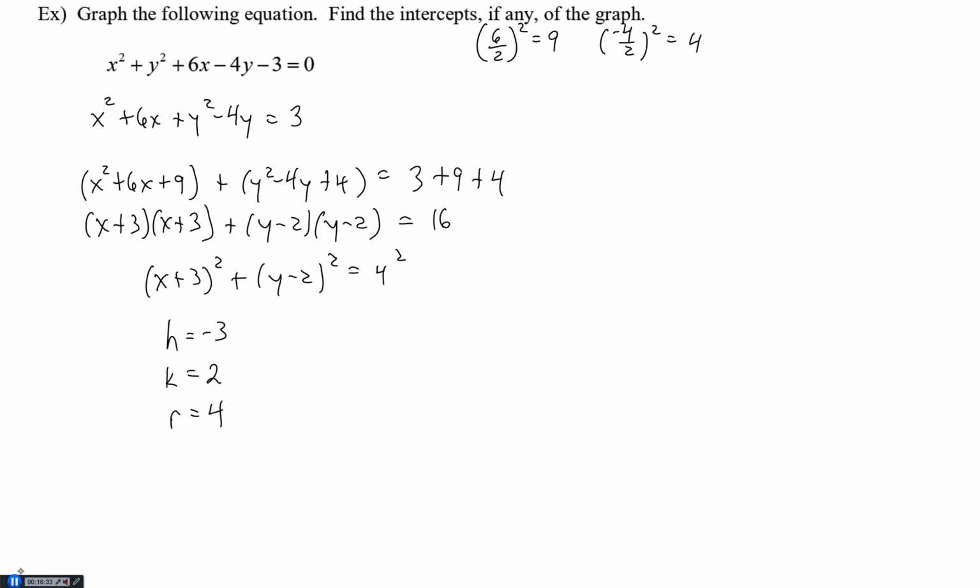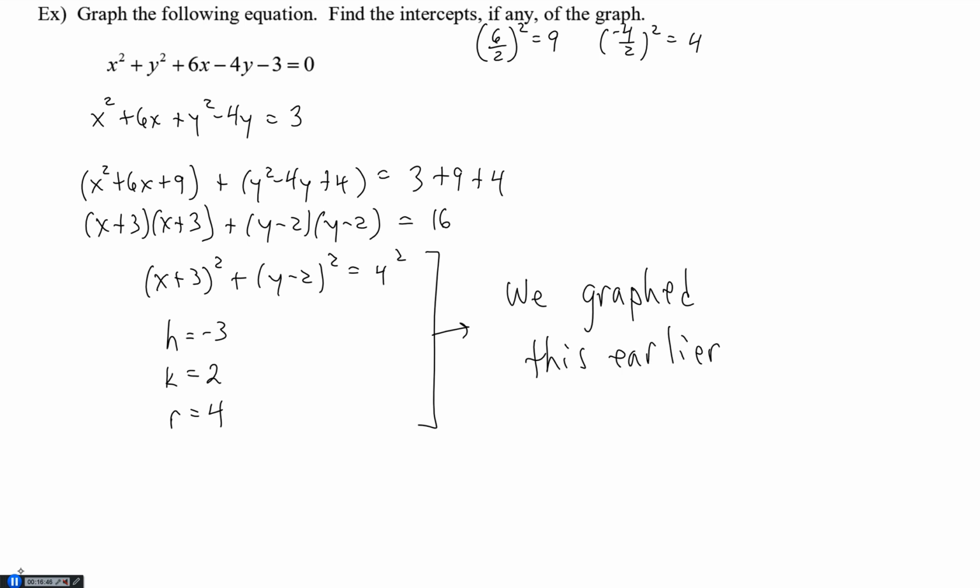But you might recognize this. We graphed this earlier. This is the equation that we just graphed previously. I did that on purpose. I wanted to show you that if we had general form or a form that wasn't standard form, we could make it look like standard form and then graph it from there.